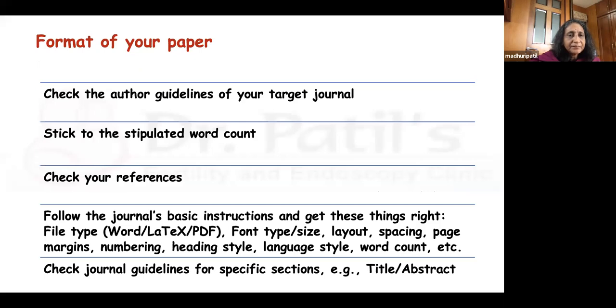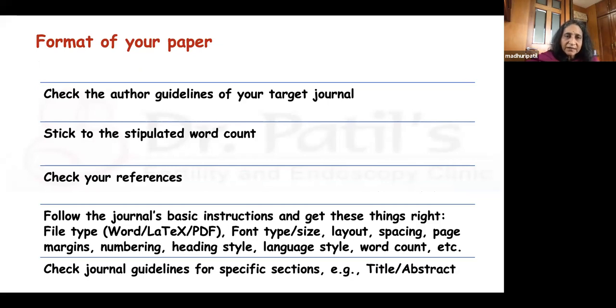So once all this is done, you have to format your paper before you submit it for publication. For this, you first have to decide which journal you want to publish your paper in. Once you have decided, you go to the website of that journal and look for the author guidelines. At times they will give you the word count and the format, so you have to stick to everything given in the author guidelines.